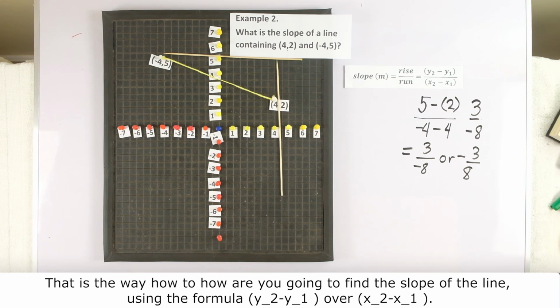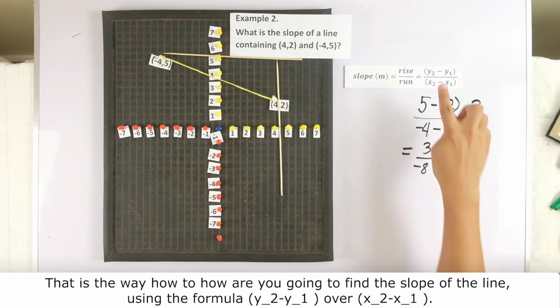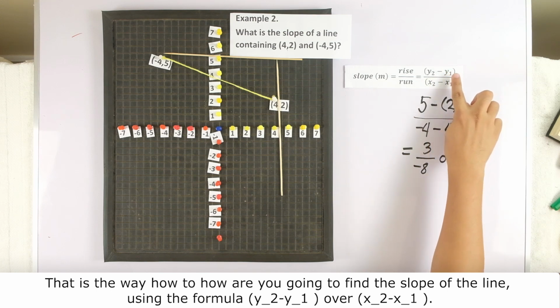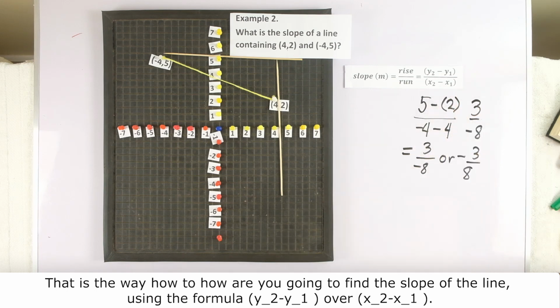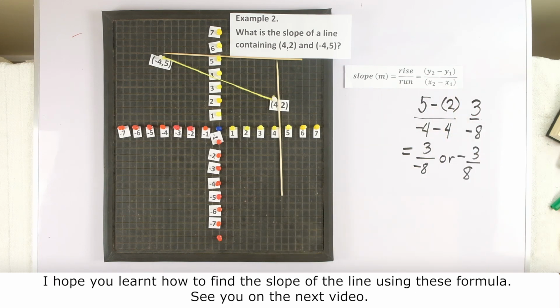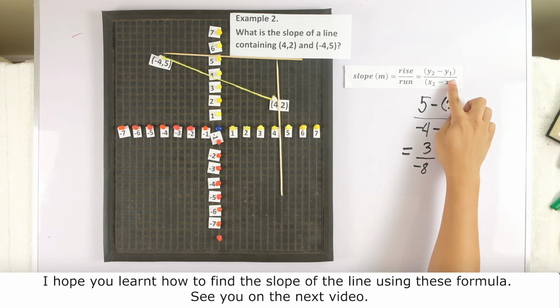That's how you are going to find the slope of the line using the formula y sub 2 minus y sub 1 over x sub 2 minus x sub 1. I hope you learned how to find the slope of the line using this formula.